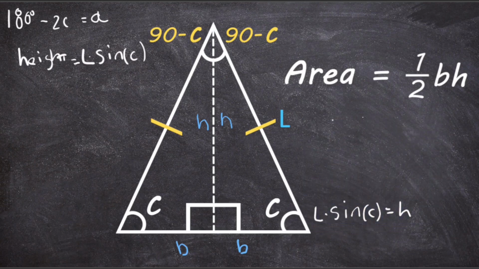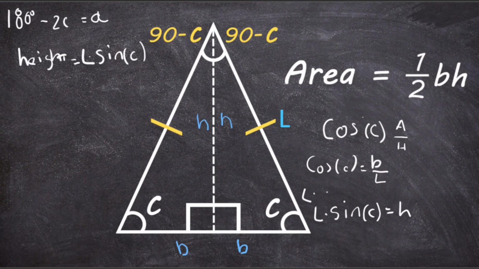You should know the cosine of an angle equals adjacent over hypotenuse. Again, we're using the angle C, so cosine of C equals adjacent. Well, this time the adjacent is the base of the triangle over hypotenuse, and we know that to be L. So if we want the base, we just multiply both sides by L, and we get that L cosine C equals our base. So let's write that.